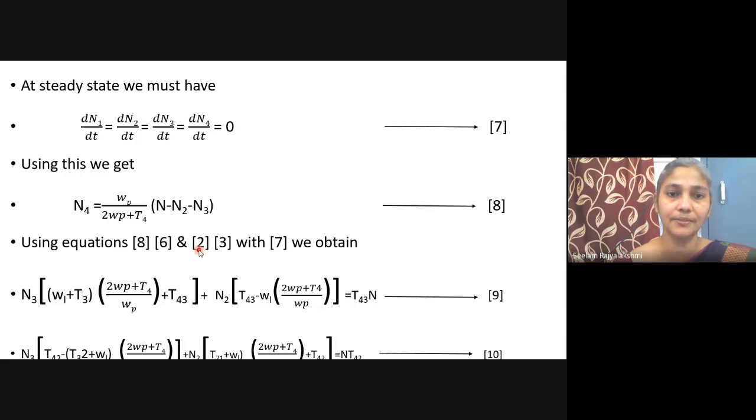Now by using equations 2 and 3 with 7, we will obtain N3 (T42 minus T32 plus omega L (2 omega p plus T4) by omega p) plus N2 (T21 plus omega L (2 omega p plus T4) by omega p plus T42), which is equal to N T42. This is equation number 10.